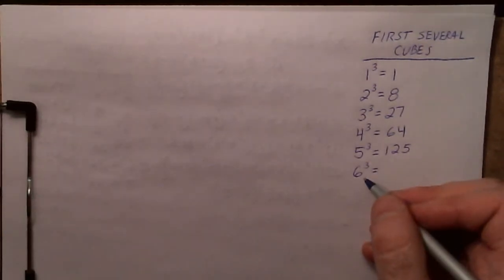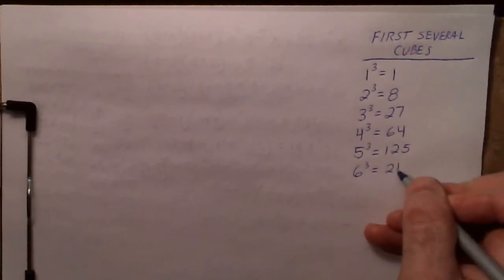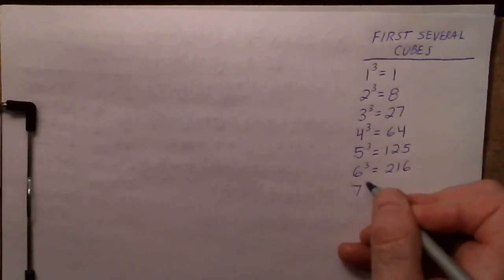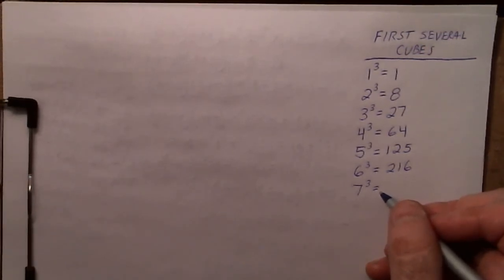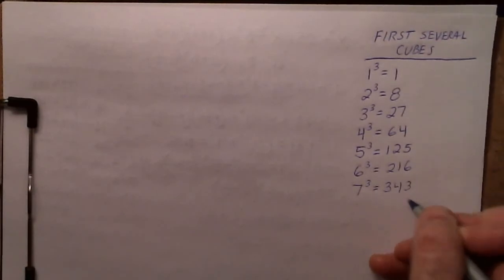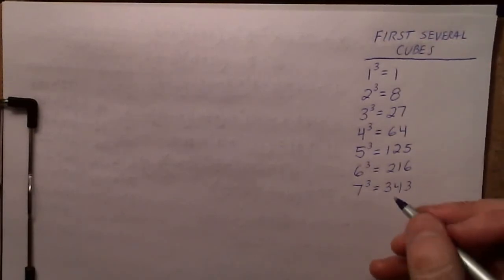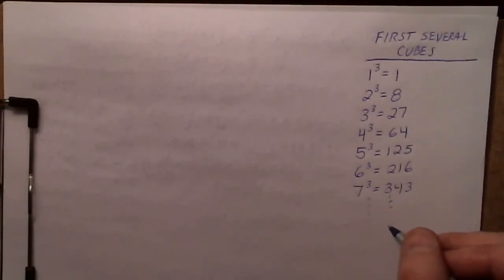6 times 6 times 6, or 6 cubed, as it turns out, is going to be, 6 times 6 is 36, times another 6 is 216. That's a perfect cube of 6. 7 cubed, 7 times 7 times 7. 7 times 7 is 49. And 49 times another 7 is going to be 343. So 343 is a perfect cube of 7. And of course, this list goes on and on and on forever. I just listed the first 7 perfect cubes. That should be good enough for our work.